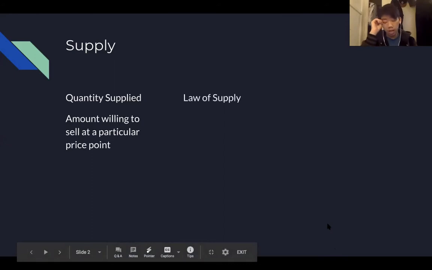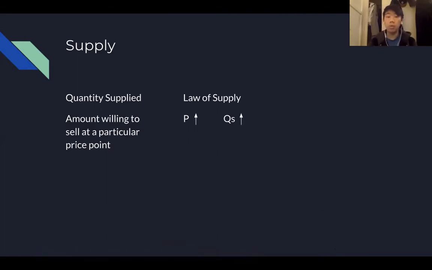The law of supply is very similar to the law of demand. We have the price, and as it goes up, the quantity supplied increases. This makes sense because as a business, I want to get as much money for my product as possible. Similarly, as the price decreases, the quantity supplied decreases as well.